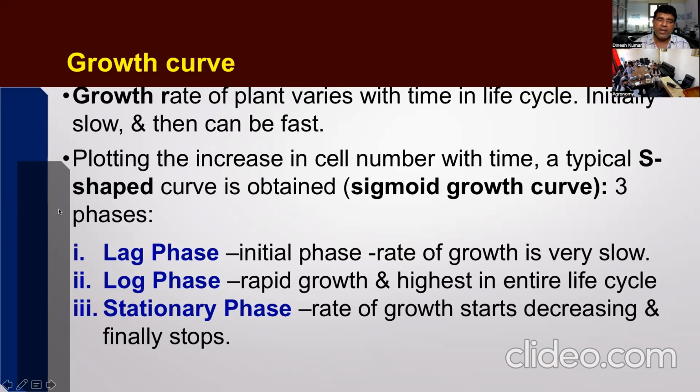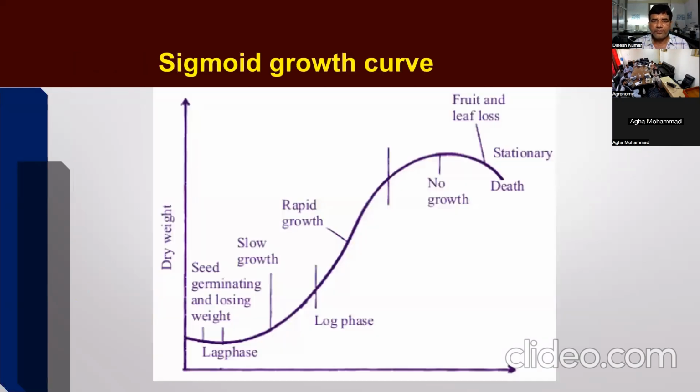Lag phase, L-A-G, lag. Lag phase means kind of negativity, negative. Initial phase, rate of growth is very, very slow. Log phase. Log phase is rapid growth and highest in entire life cycle. Stationary phase or steady phase. Rate of growth starts decreasing and finally stops. So these are three different phases of the growth curve.